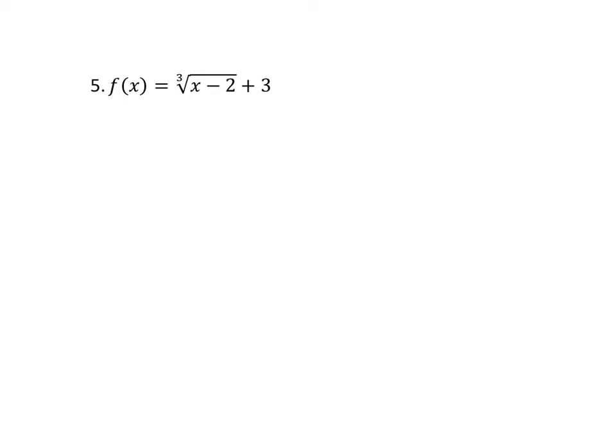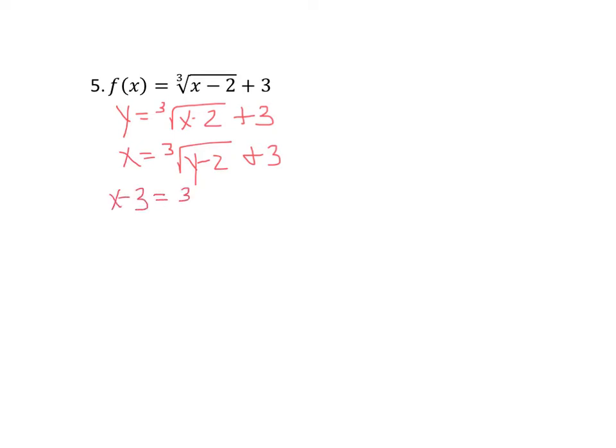Alright, our last problem. This one's similar to number 2 because it has a radical. So let's change it to y equals. I switch my x and y. Now in this case, I have this plus 3 right here on the outside of the radical. So the first thing I need to do is get rid of that. So I need to subtract 3 on both sides.